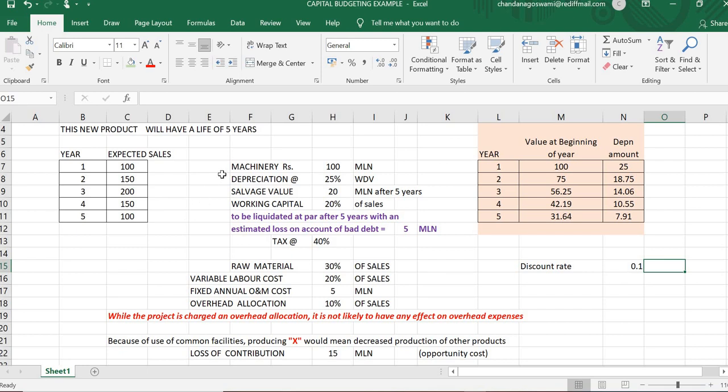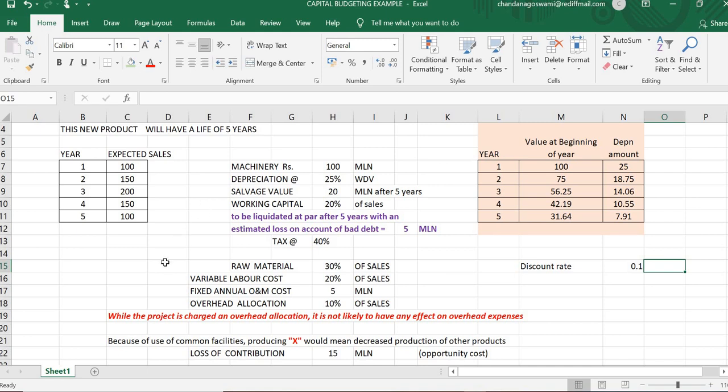Machinery cost is going to be 100 million. Depreciation will be charged at 25% written down value method. Salvage value of the machine after the end of 5 years is going to be 20 million. Working capital requirement is 20% of sales. So this is a little different from our earlier example. And this working capital is going to be liquidated at par after 5 years with an estimated loss on account of bad debt of 5 million. In other words, you don't expect this 5 million to come back. Tax rate is given as 40%.